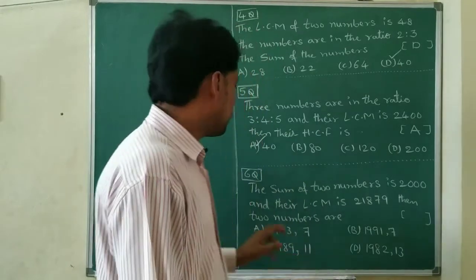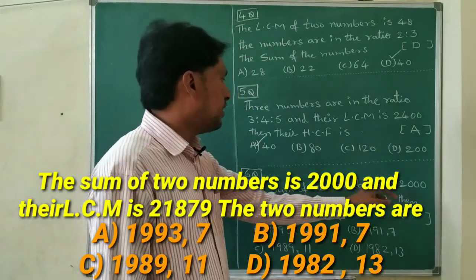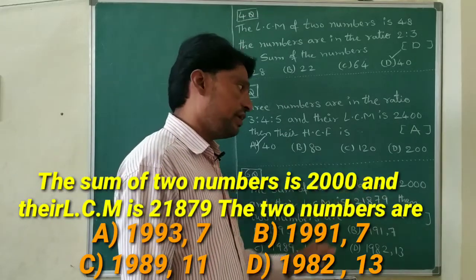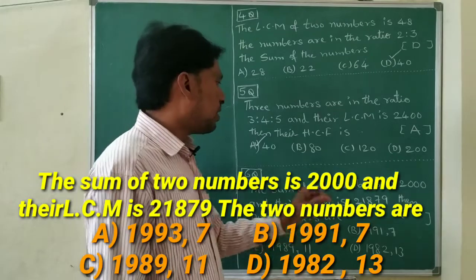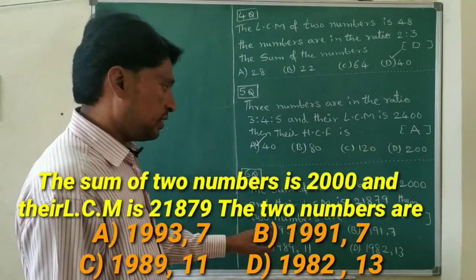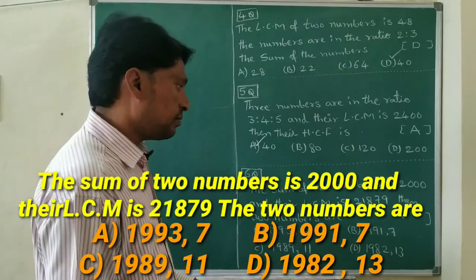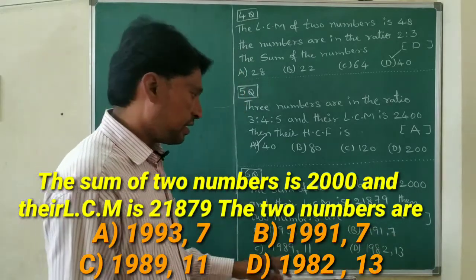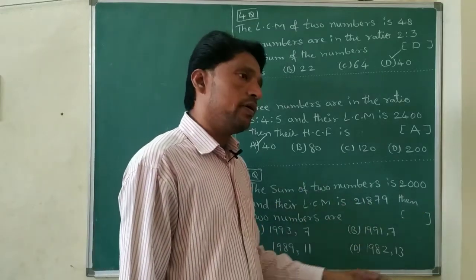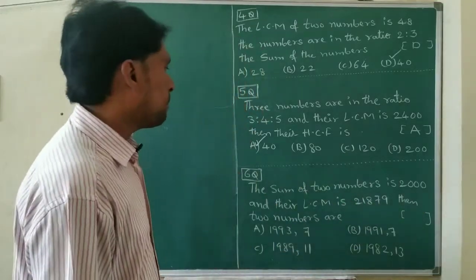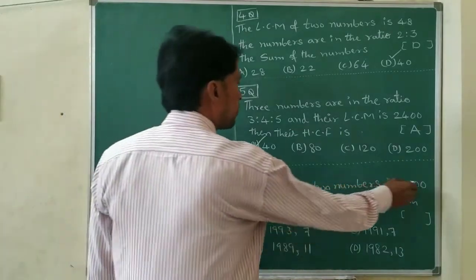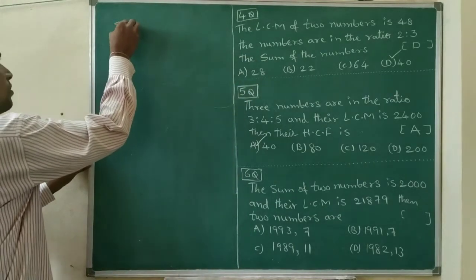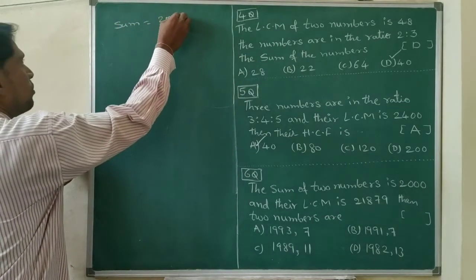Question number 6. The sum of two numbers is 2000 and their LCM is 21,879. Then the two numbers are: options A) 1993, 7, B) 1991, 7, C) 1989, 11, D) 1982, 13. So here, for us, the sum of two numbers is given as 2000. So for the sum of two numbers, you have to take sum equal to 2000.